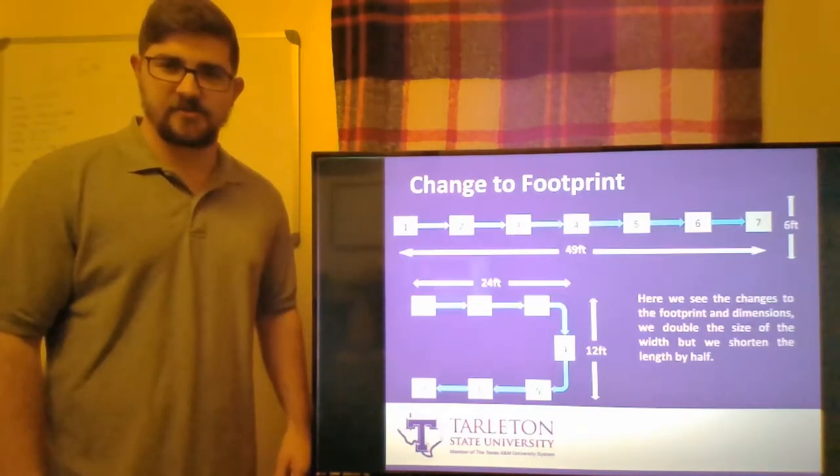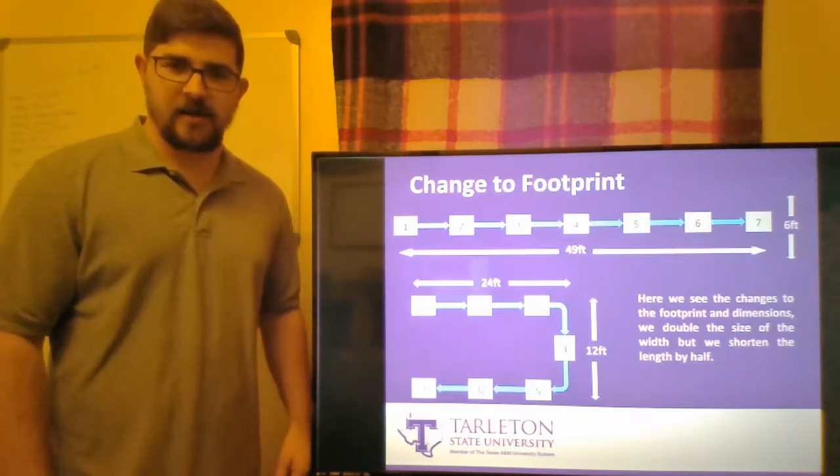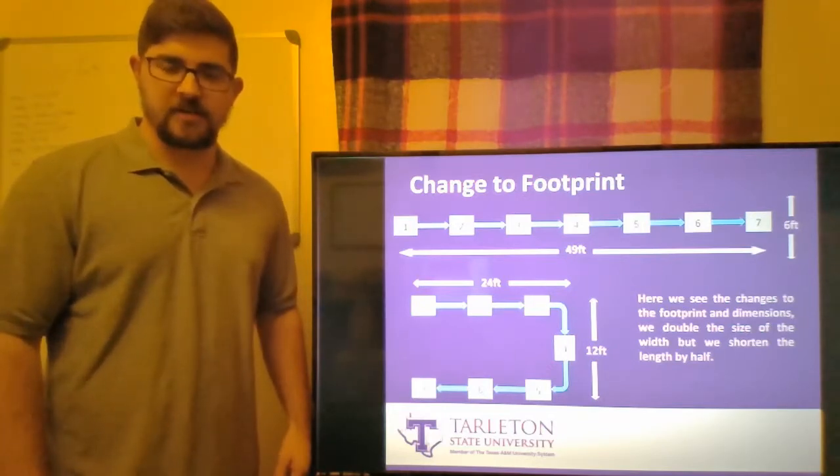Here we can see the dimensional change to the footprint between the I-line and the U-line. The I-line is 49 foot long and 6 foot wide, with the U-line being 24 foot long and 12 foot wide.